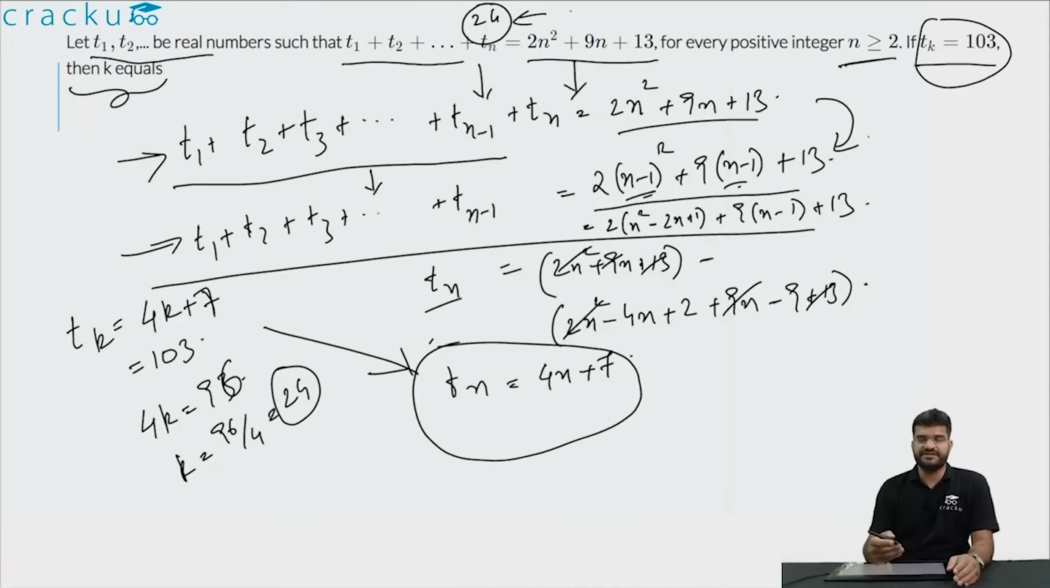This question is easily solved once we figure out that by substituting n minus 1 in place of n, we will find out the value of Tn for all values of n, and we can substitute 4k plus 7 equals 103 to find the value of k.